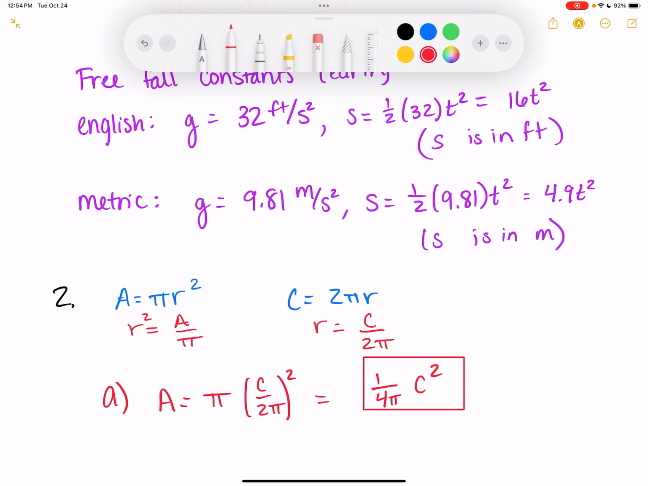Wait, how did you get one? Oh, you're multiplying? I squared this, and then I canceled one of the pi's out, just to save a step.